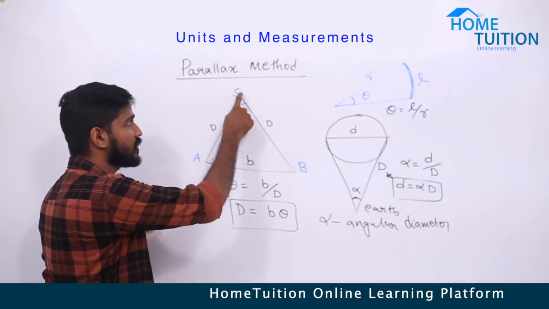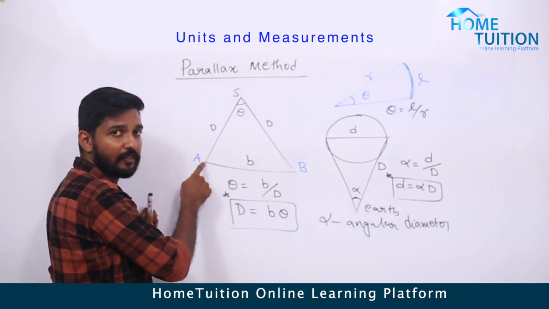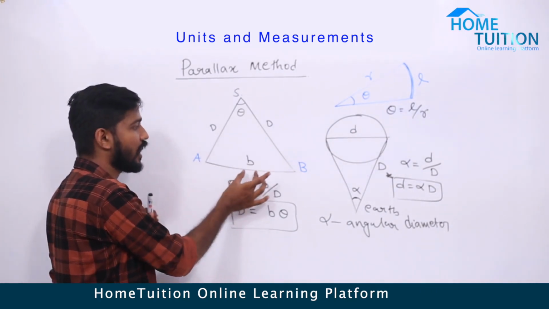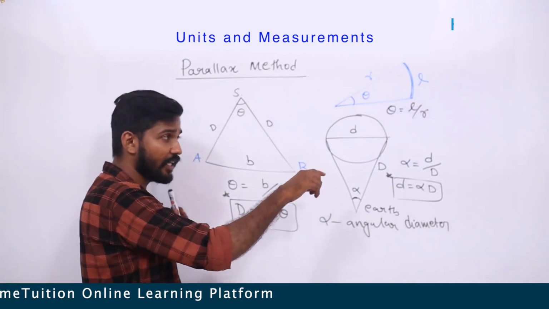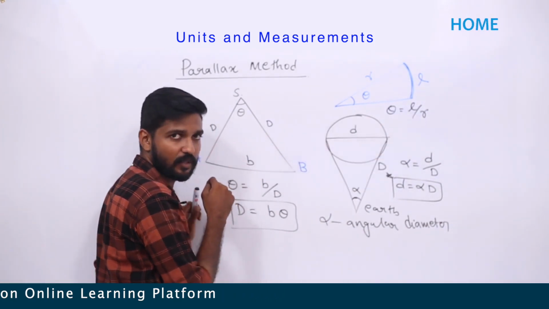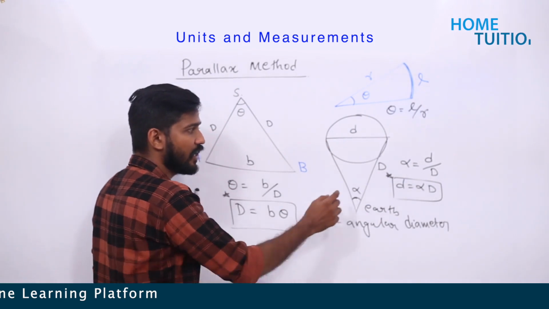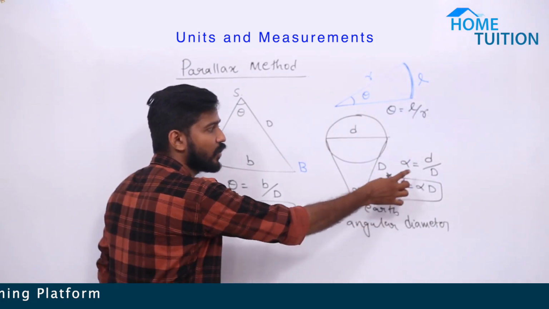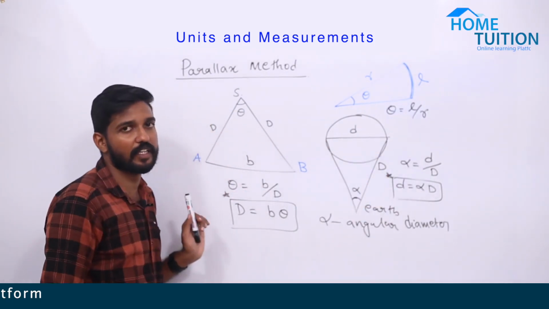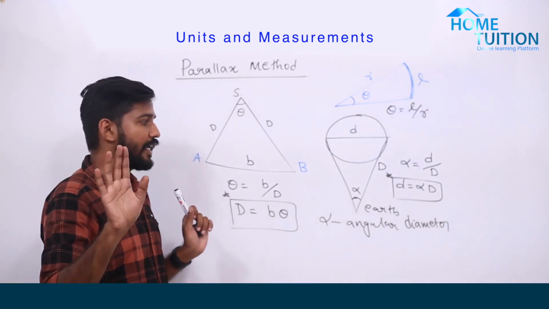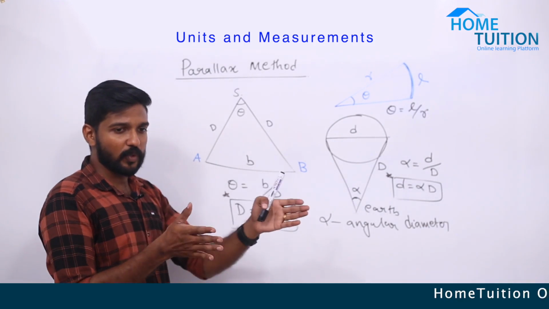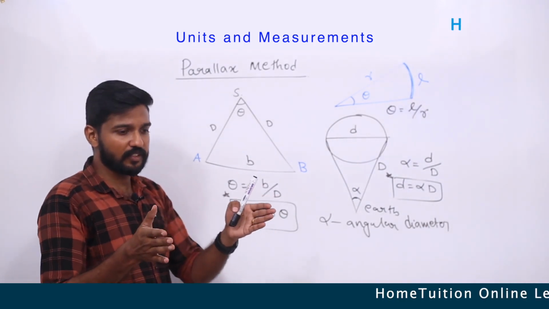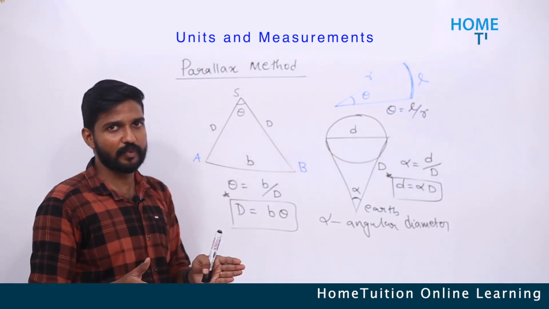Once more, this is a star, and these are two points A and B. So this will be the arc length. So theta equals b by D, D equals b theta. And again, this is a planet. This is the diameter d, and this is the distance D. So alpha equals d by D, D equals d by alpha. Alpha is called the angular diameter. That's all. So we have concluded the first portions of units and measurements.